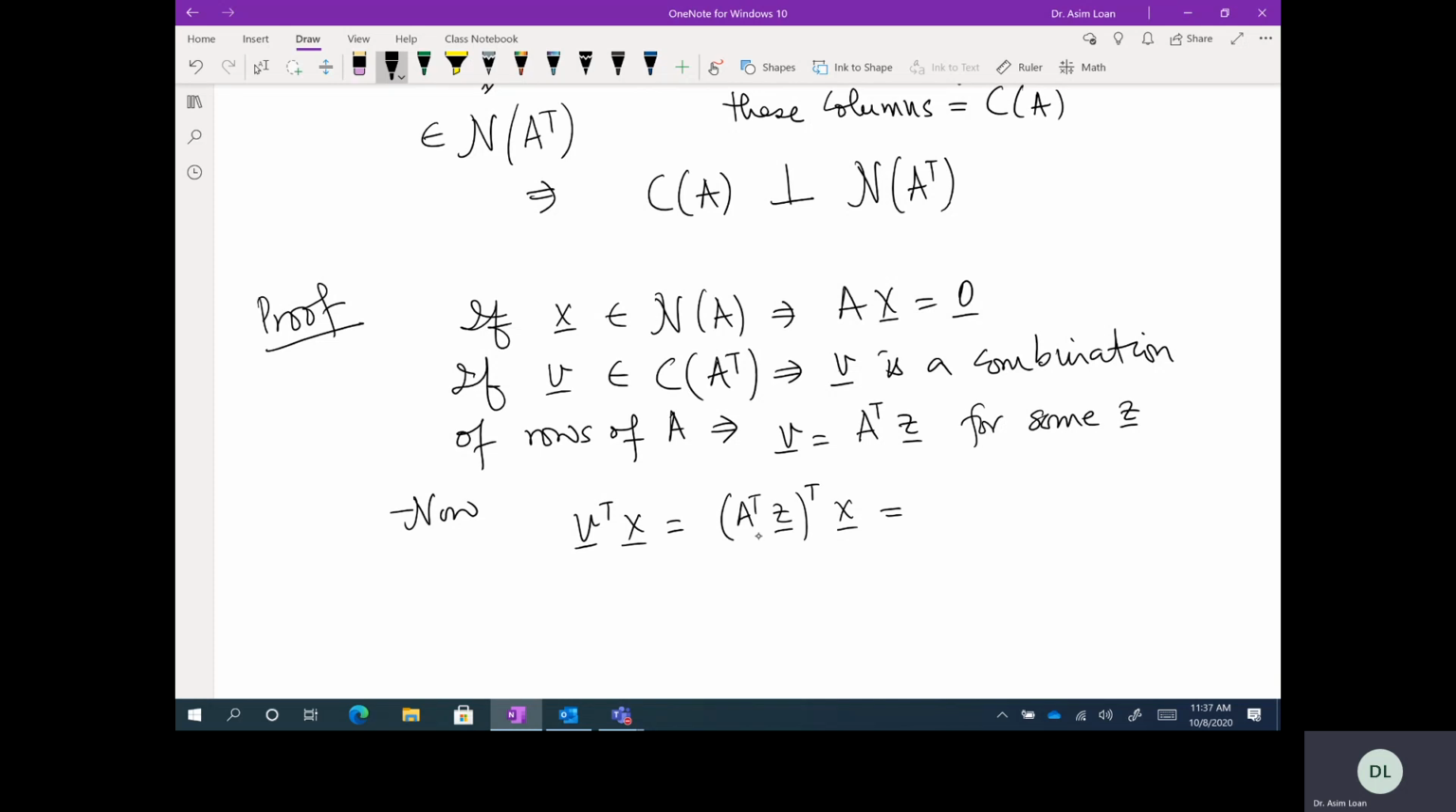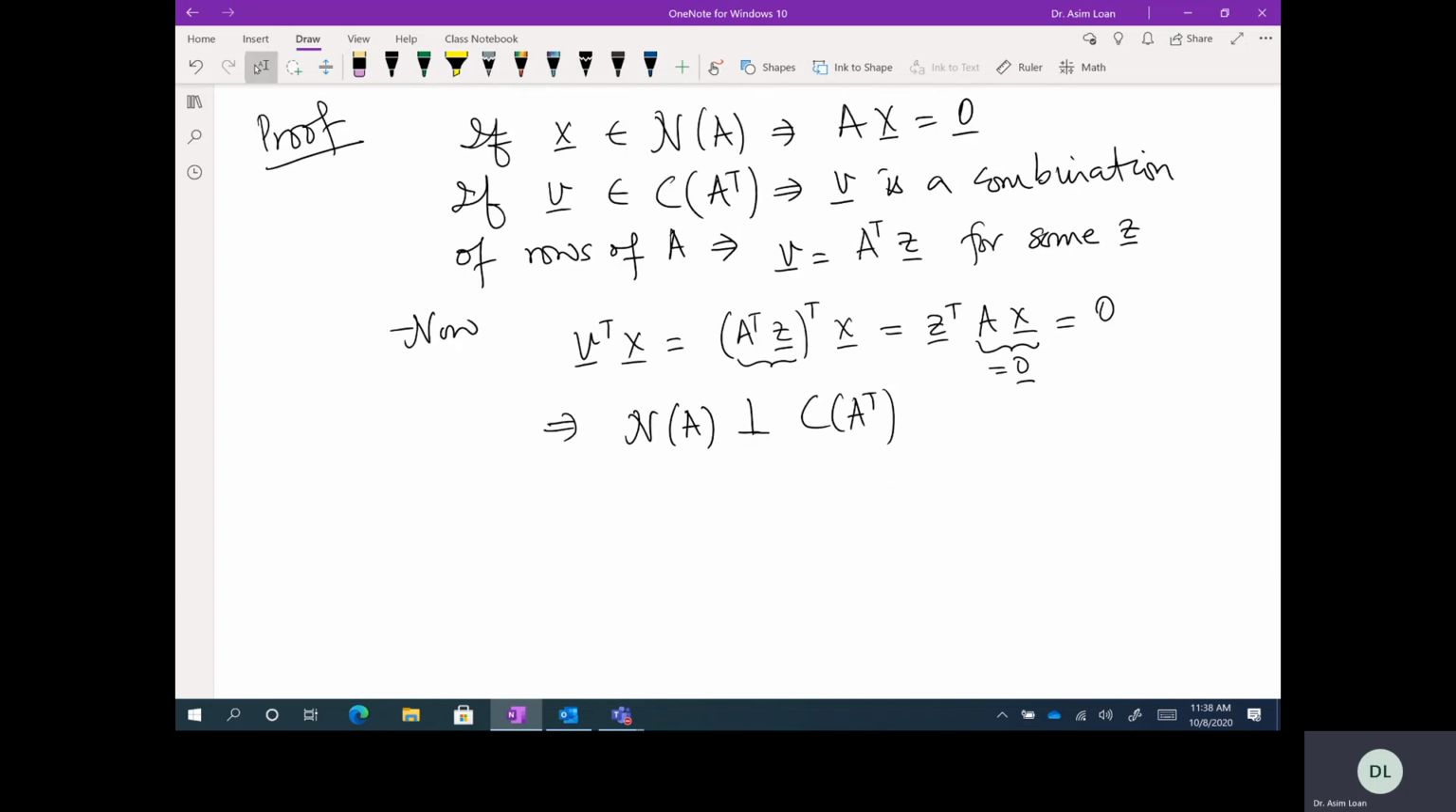So this is equal to... whenever we have (AB) transpose, the order is reversed. So it is Z transpose A and X. But what is AX? AX is equal to 0 because X is in the null space. So this is equal to 0. This implies the null space of A is orthogonal to the row space of A, or the column space of A transpose.